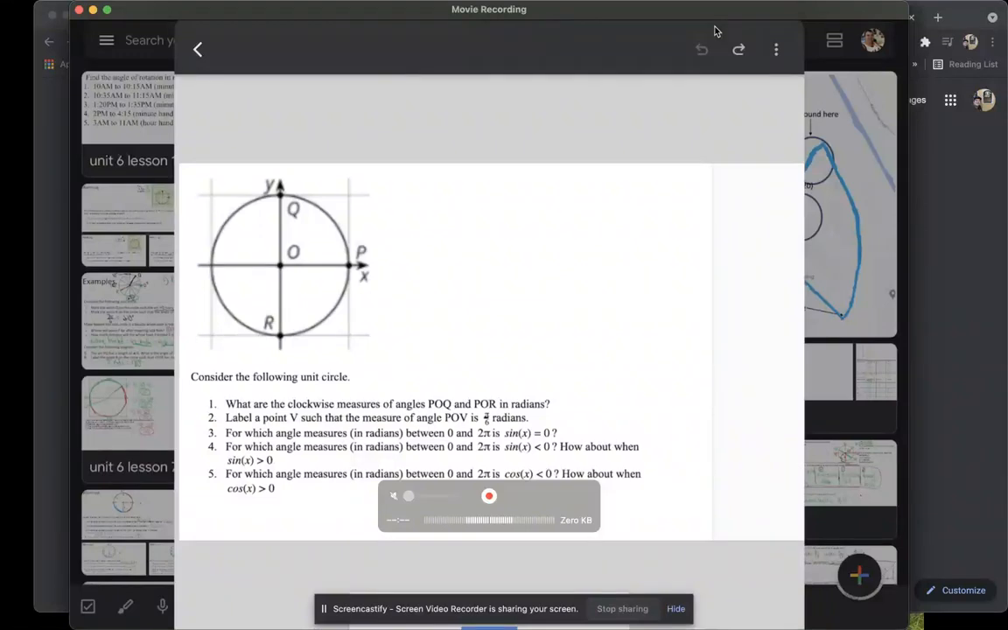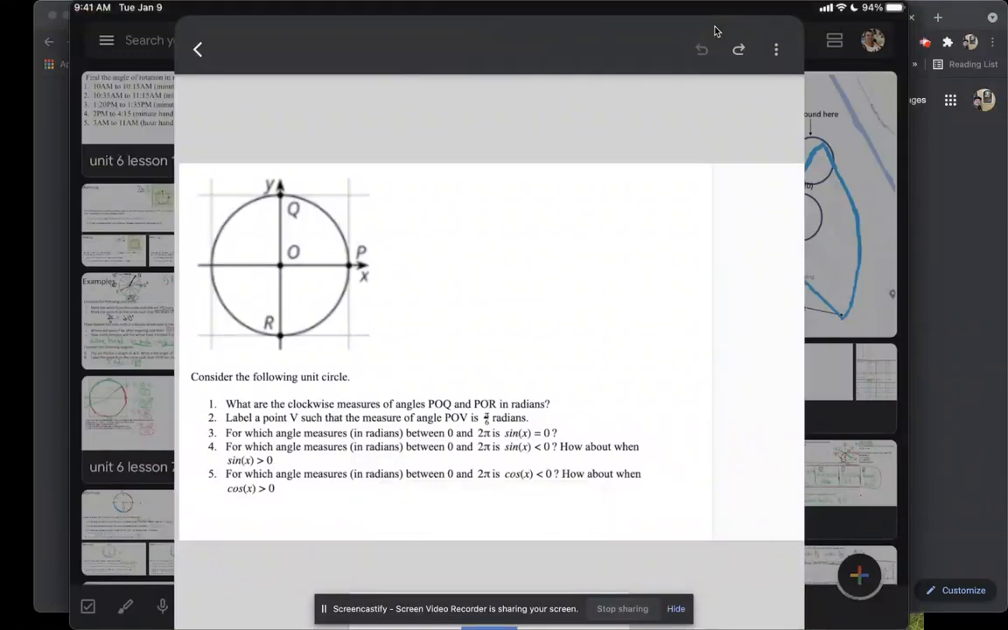All right, we are up to lesson 10. There are no new lesson notes today, so I'm going to get right into the examples. Consider the following unit circle.